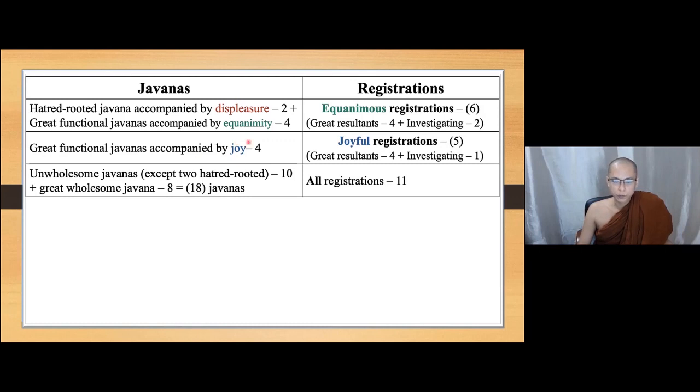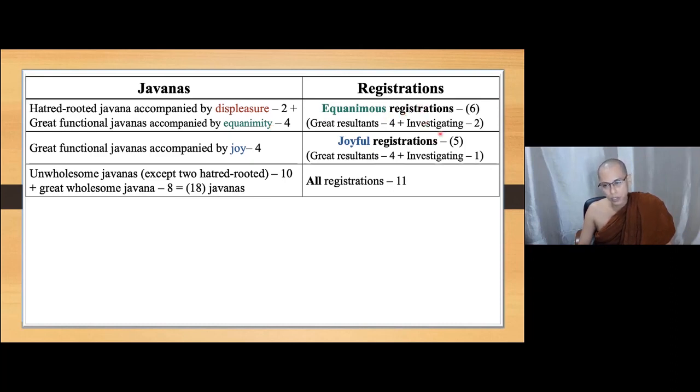In the first group, 6 consciousness or 6 jhana. So the jhana consciousness, hatred-rooted jhana accompanied by displeasure. This is called dosa mula citta. Two are hatred-rooted jhana, and also the great functional jhana accompanied by equanimity. As I just mentioned, the great functional jhana takes place in the process of the arahat, so it never changed. That is why after equanimity, only equanimity follows.